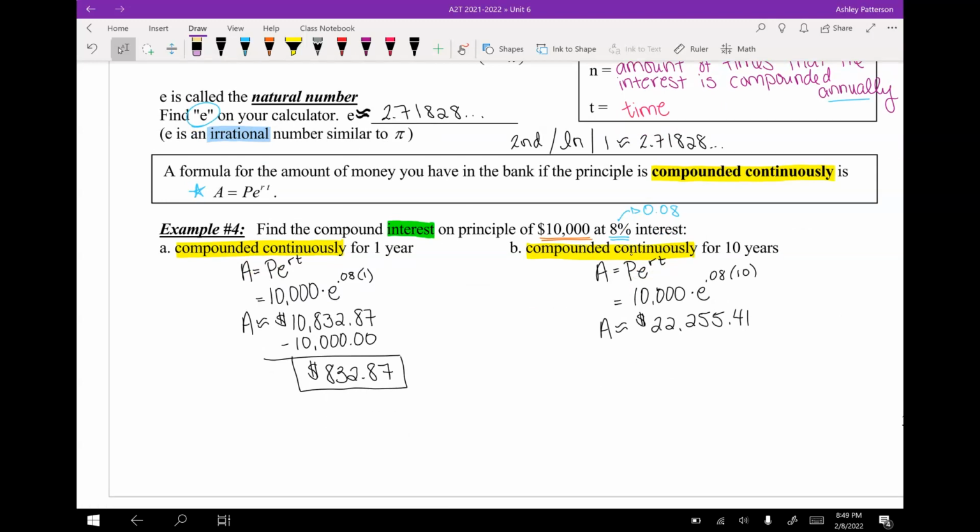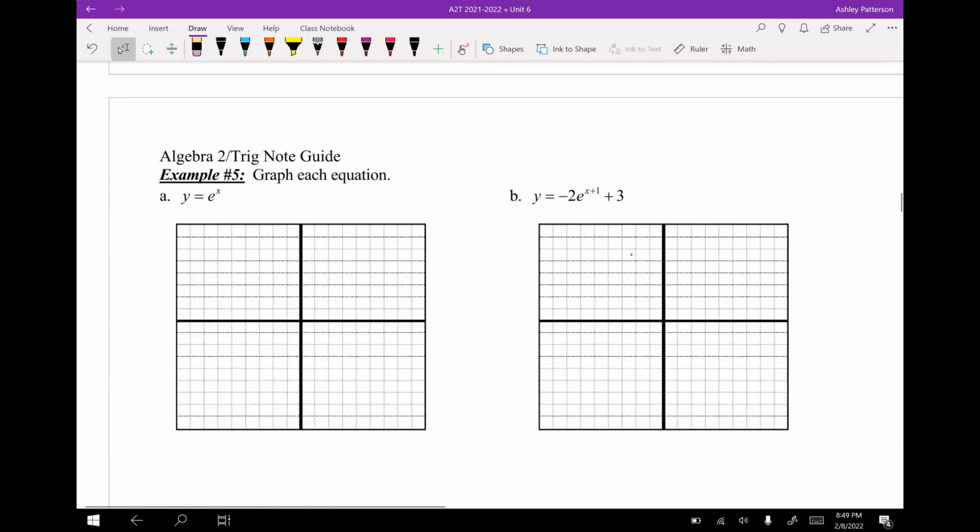But we're being asked for the interest. So let's subtract our initial investment, giving us $12,255.41 for our compound interest. 10 years, that's the way to go. All right, so that's with our compounding interest.